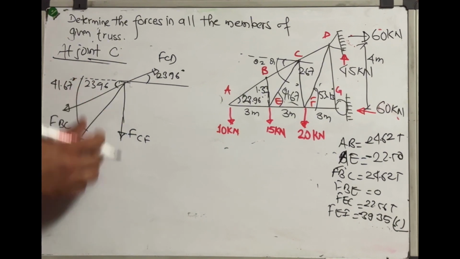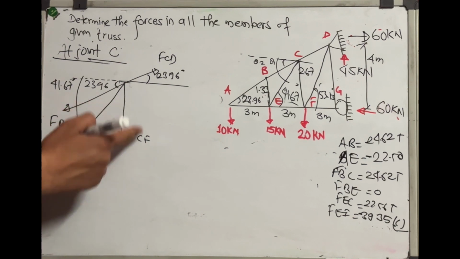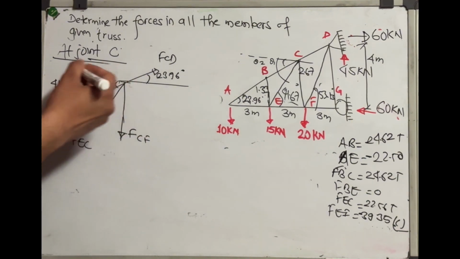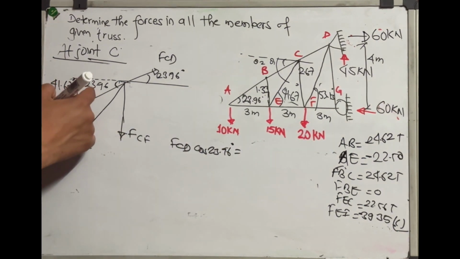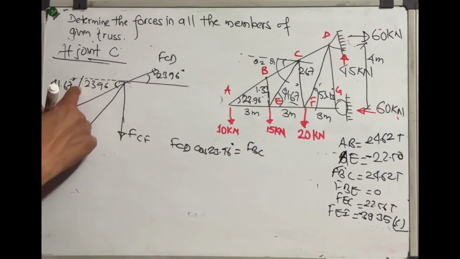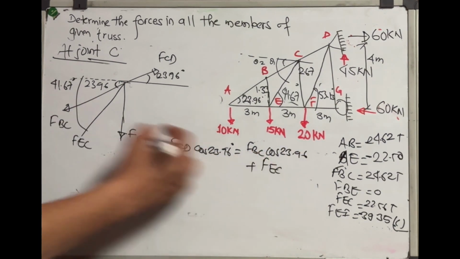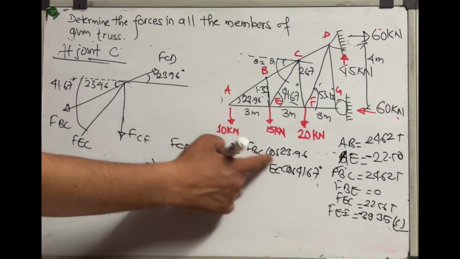In this case, look, FEC is determined, FBC is determined, you have to determine these two forces. If you use summation of force in the x direction, then CD will be determined. If you use summation of force in y direction, then FCF will be determined. So I will try to determine both the forces, FCD and FCF. I will use summation of force in x direction equals 0. If I take this positive here, FCD cos 23.96 will be equal to the sum of FBC cos 23.96 plus FEC cos 41.67 degree.